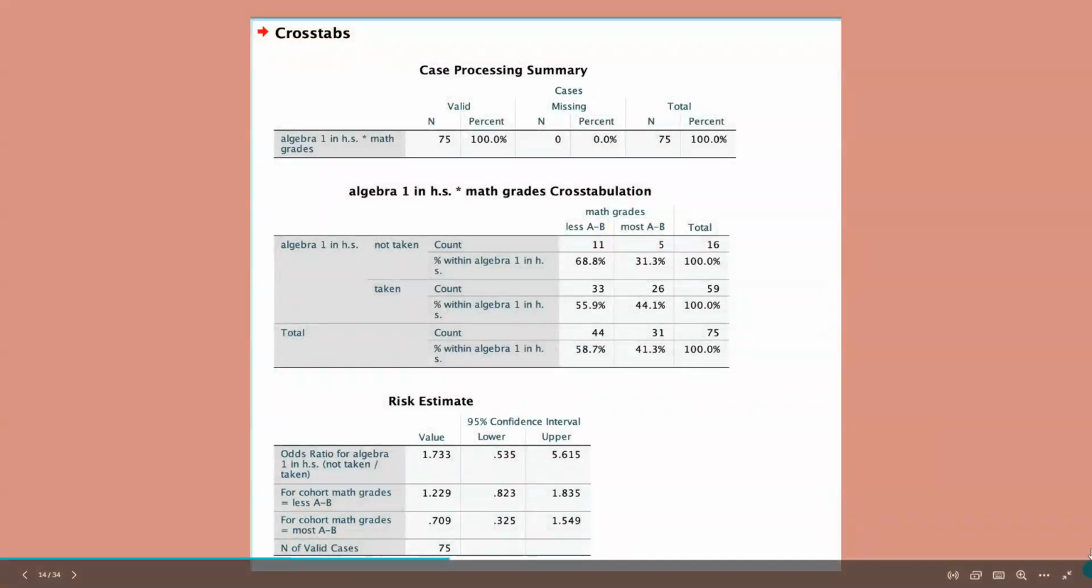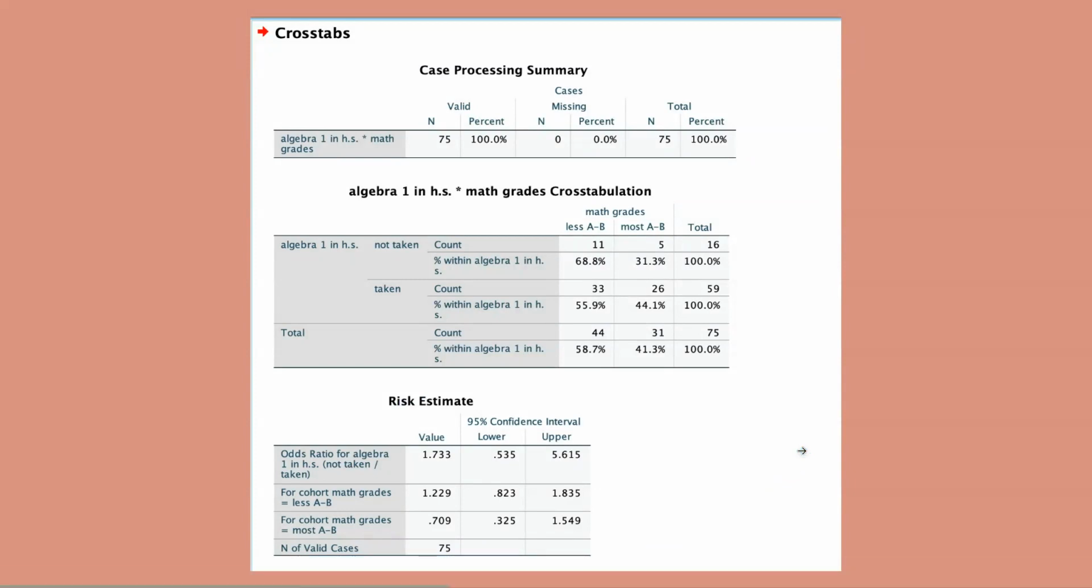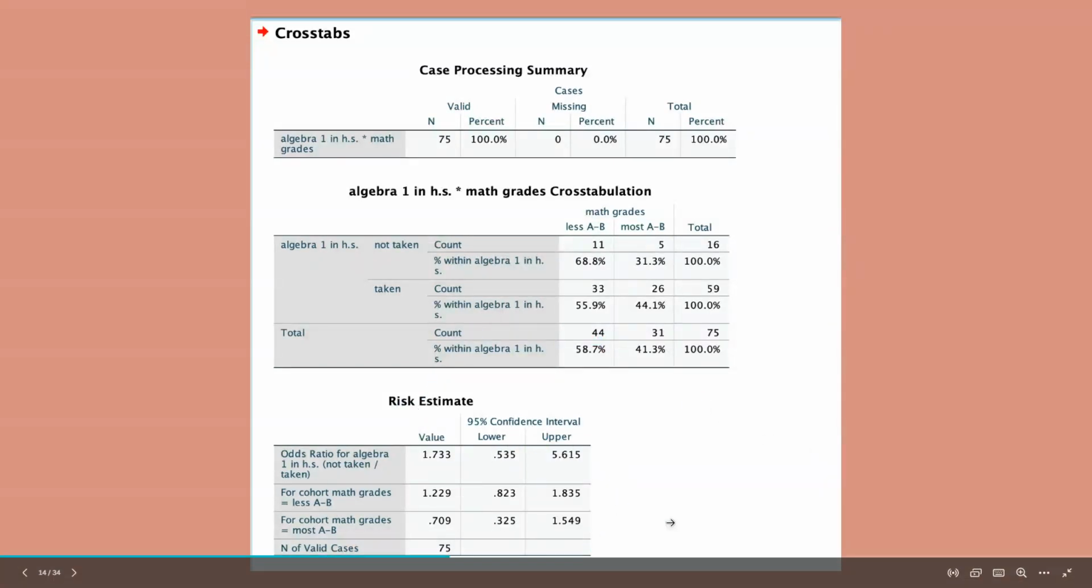What we are looking for here is under risk estimate. Here you see your 95% confidence interval with the lower and upper limits. Remember that if the upper and lower limits have the same sign, both positive or both negative, the distance is significantly different. And here we can reject our null hypothesis because both of the upper and lower are positive.